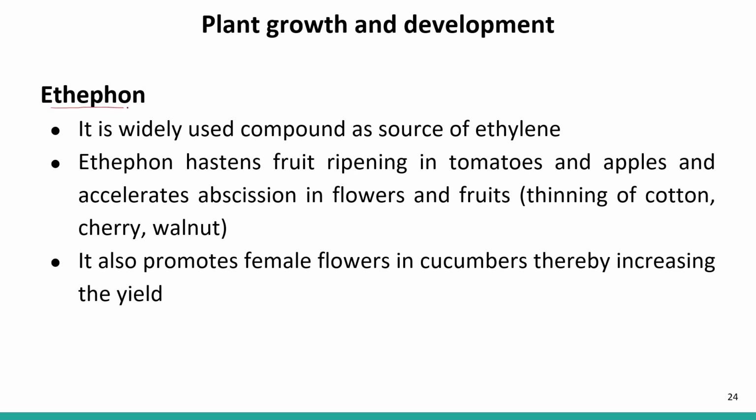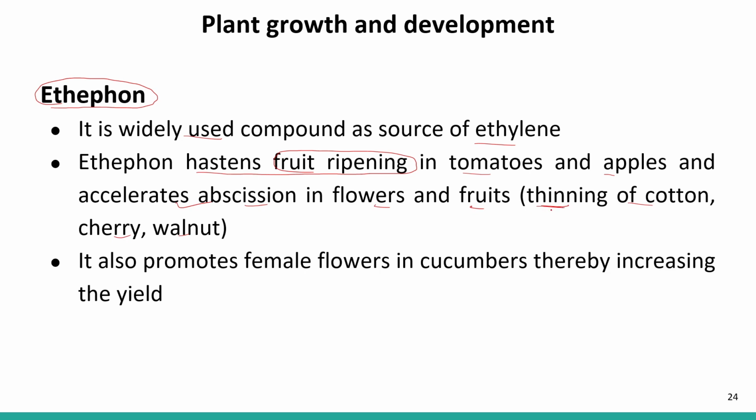Now you have to remember ethephon. Ethephon is a commercial product. Okay, it is widely used as a source of ethylene. Ethephon hastens fruit ripening, same as ethylene, in tomatoes and apples, and accelerates abscission. Okay, it promotes abscission in flowers and fruit, and also thinning of cotton, cherry and walnut.